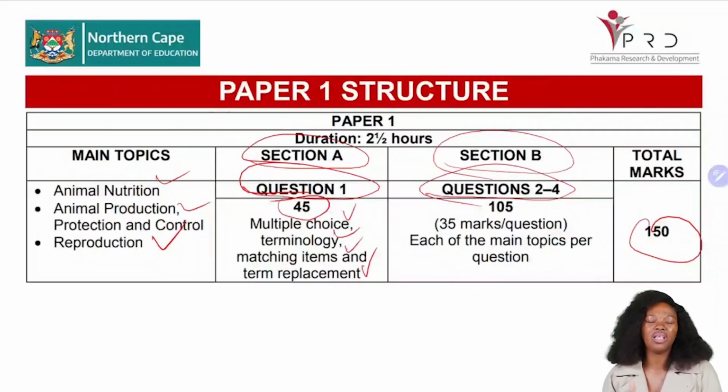Your question 2 is animal nutrition. There are calculations, right? Your question 2 is out of 35 marks. Your question 3 is animal production, protection, and control. Animal production as well as animal health are included, right? And then your last question, which is question 4, will be based on animal reproduction, from reproductive systems up until the lactations. So this is how your paper, or your June examination that you will be writing on the 19th of June 2025, looks like.